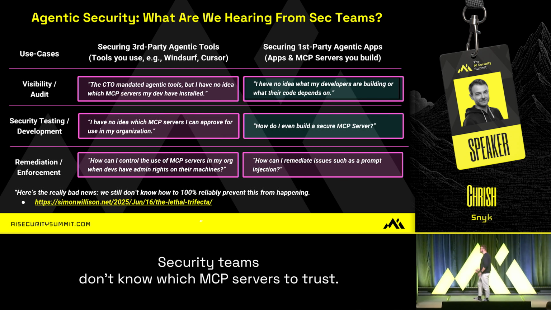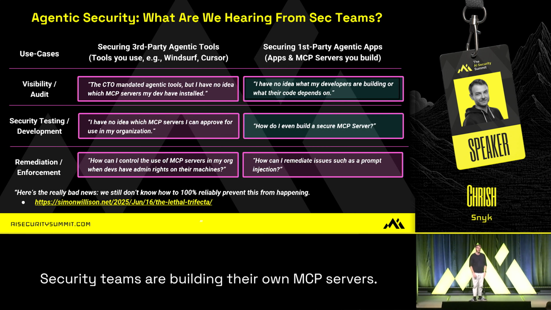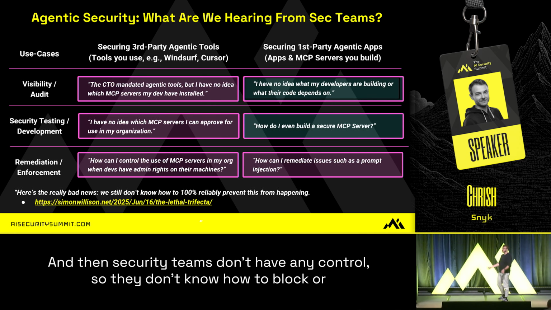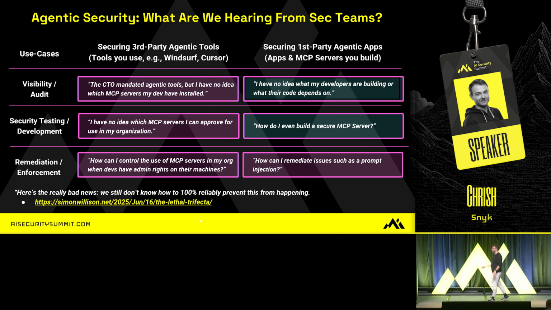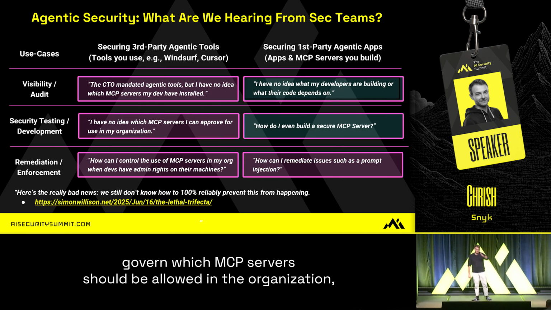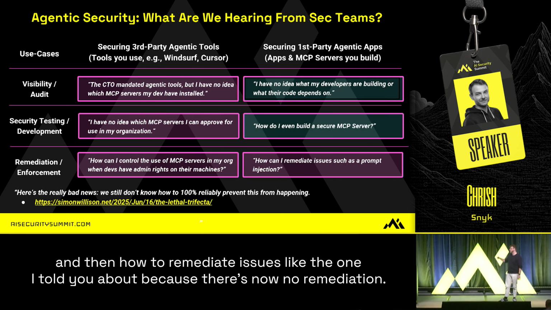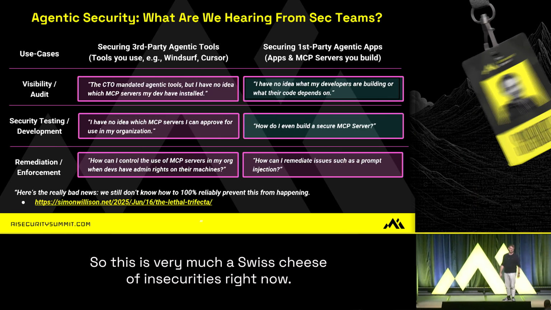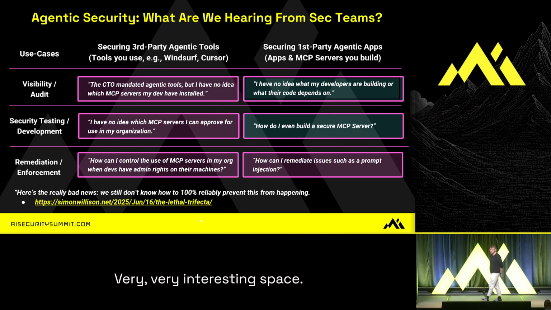Security teams don't know which MCP servers to trust. Security teams are building their own MCP servers, and they have no idea how to secure them. And then security teams don't have any control. They don't know how to block or govern which MCP servers should be allowed in the organization, and how to remediate issues like the one I told you about, because there is now no remediation. So this is very much a Swiss cheese of insecurities right now, a very interesting space.